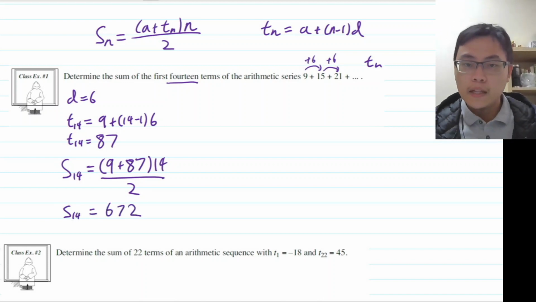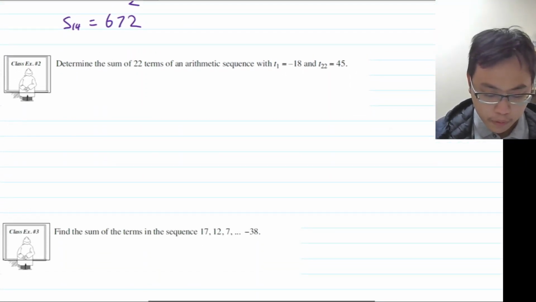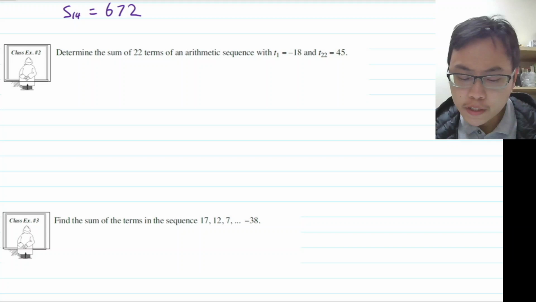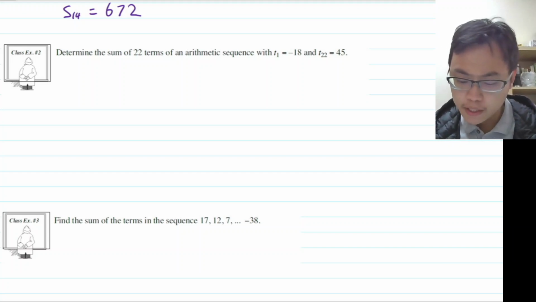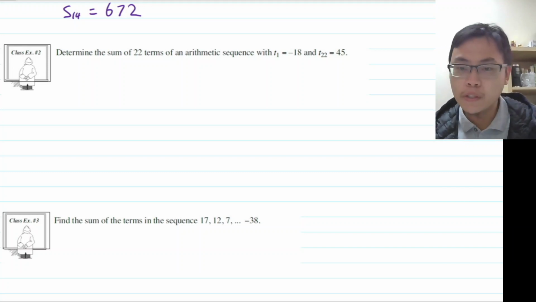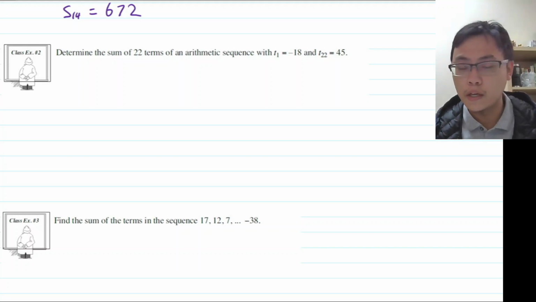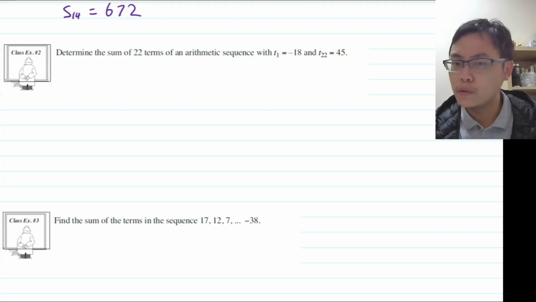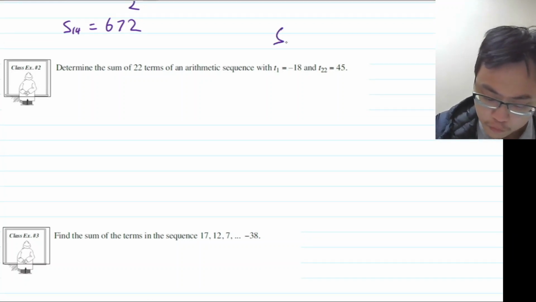Okay, let's have a look at the next example. In this example, we want to find the sum of 22 terms of an arithmetic sequence with the first term as negative 18 and T22 as 45. So we have the first term, we have the last term, but what we don't have is the common difference. We don't know what d is. Actually, we don't need to know d, because let's bring up the formula again.